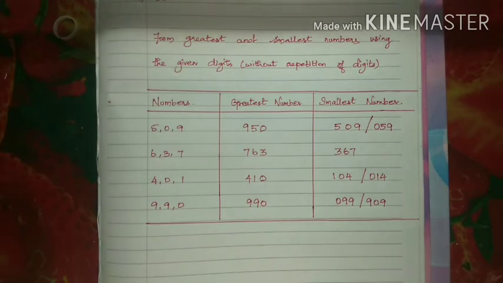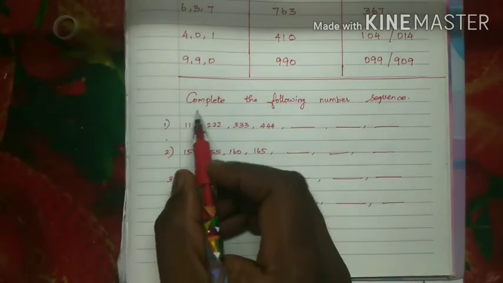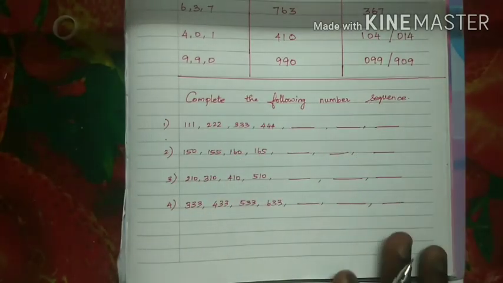Dear students, have you understood how to form a greatest number and smallest number using the given digits? Yes, this is what we have to do when we are forming the greatest or smallest number. Now the next one is complete the following number sequence.